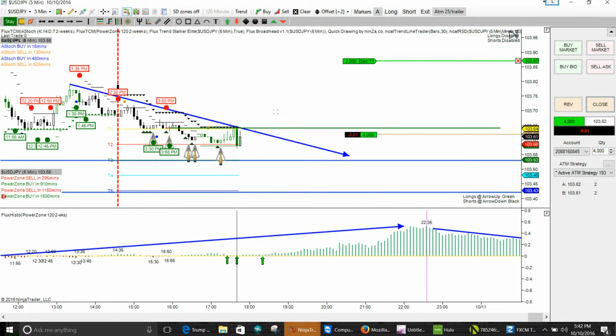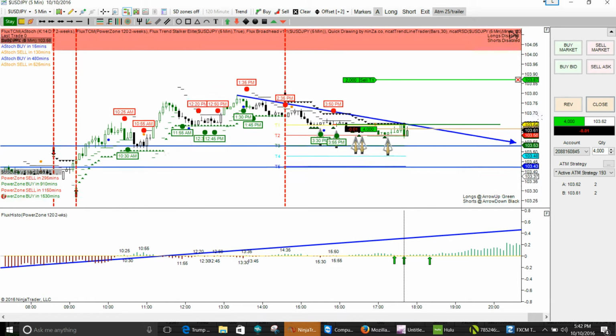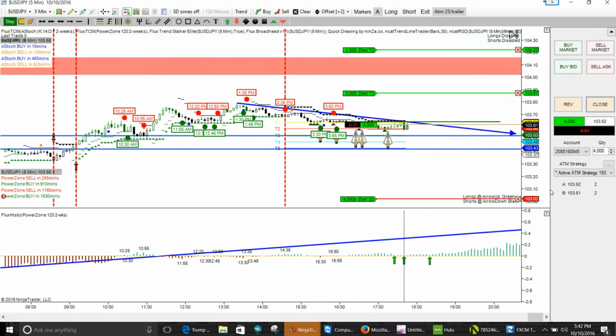Order filled. All right, I'm going to pull that stop loss in, and we're going to put it below take profit 5. So this one's going to be a little larger stop loss here.